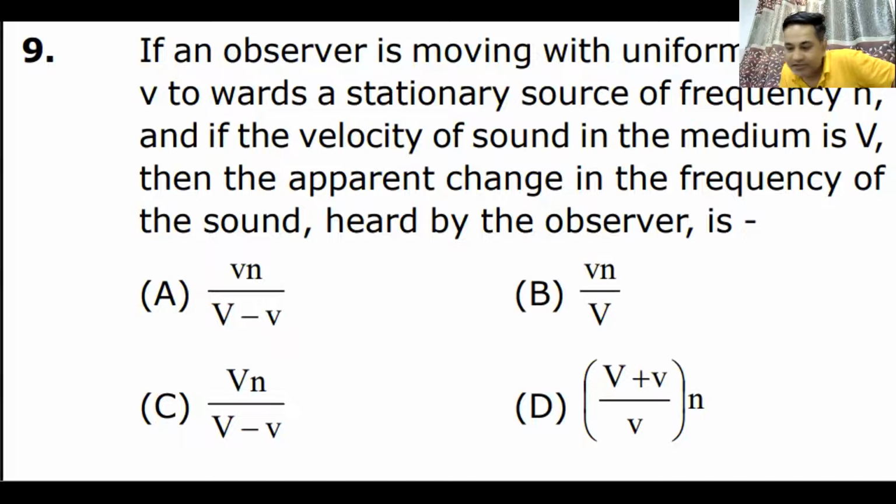Then the apparent change in frequency. How much is the apparent change in frequency? We have seen the formula. Obviously, none of these formulas are matching. It is 2 times v into v naught divided by capital V. So the answer is B, but the only thing is 2 is not mentioned here, so you must mention 2.